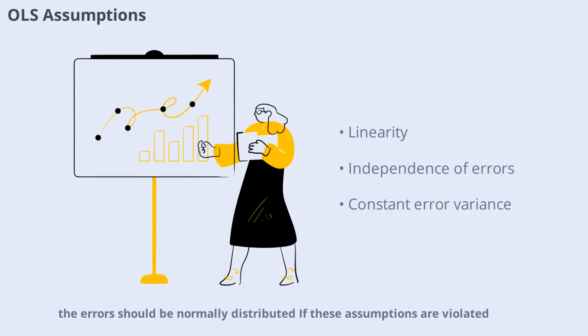If these assumptions are violated, the model's predictions and confidence intervals may become unreliable. For instance, if a real estate model's errors grow with higher-priced homes, it violates homoscedasticity, making its predictions less trustworthy.